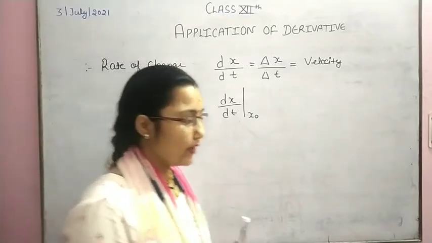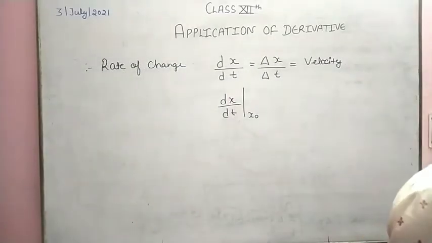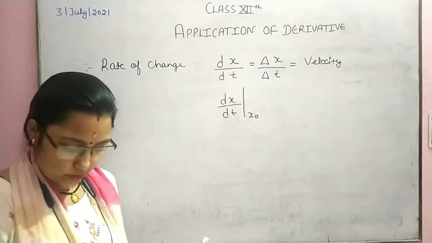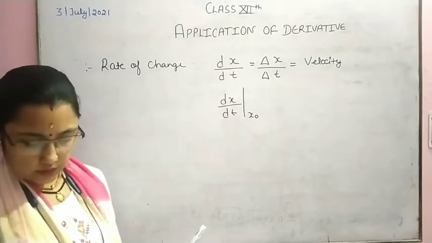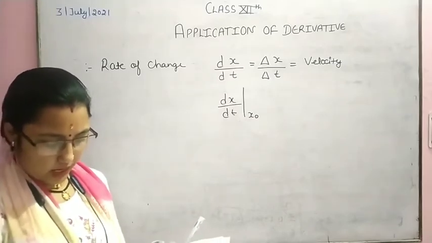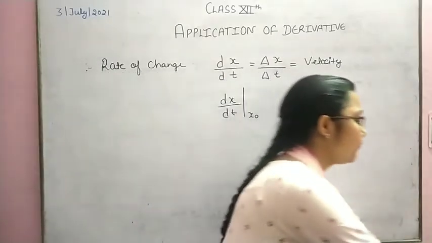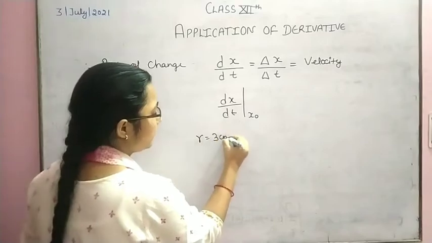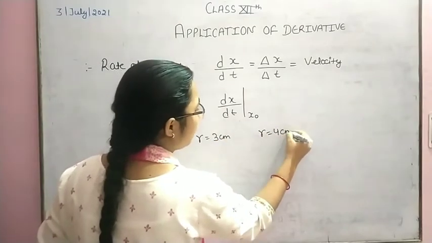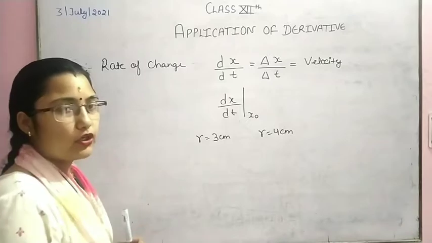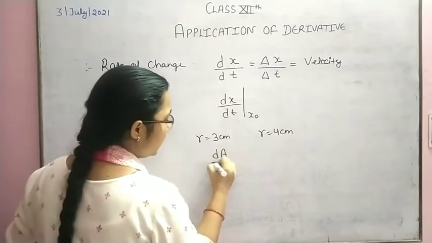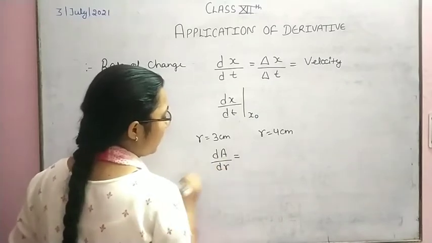Now let us come to the numericals. If you have your NCERT book, please open it and read the first question. Find the rate of change of the area of a circle with respect to its radius r when r equals 3 cm and 4 cm. So it is given r equals 3 cm and r equals 4 cm. We have to find the rate of change of area with respect to r, that means dA over dr.